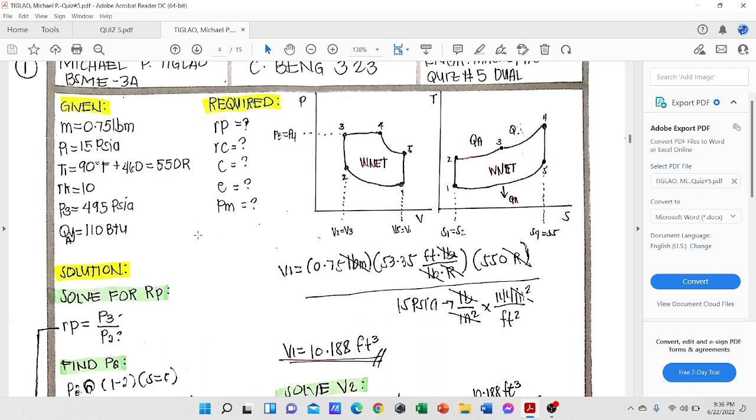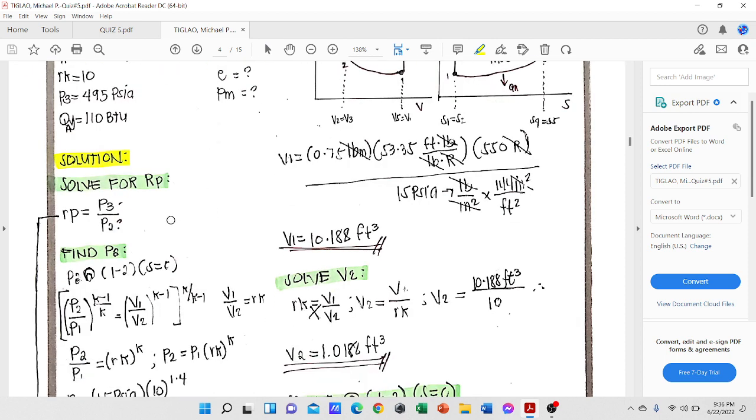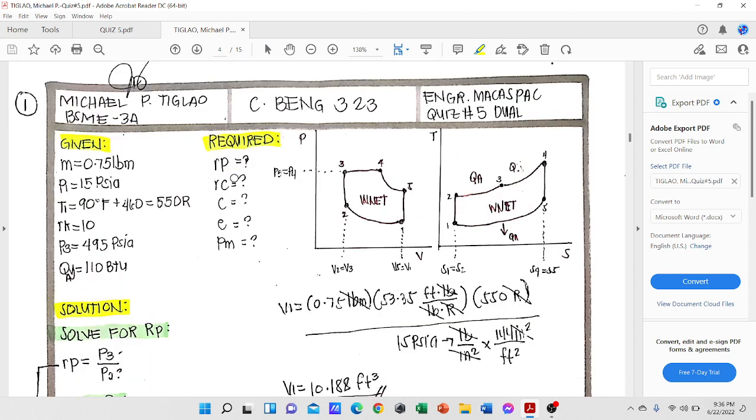So yun na, yung given natin, given yung mass na 0.75 pound mass, pressure 1 na 15 psia, temperature 1 na 90 Fahrenheit, plus 460 is equals to 550 Rankine, RK na 10, P3 na 495, QAX na 110, then yung pinapahanap sa problem, yung RP, RC, C, efficiency, and PM. So, unang hinanap ko is yung RP.